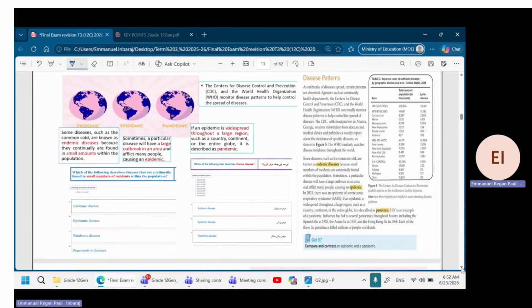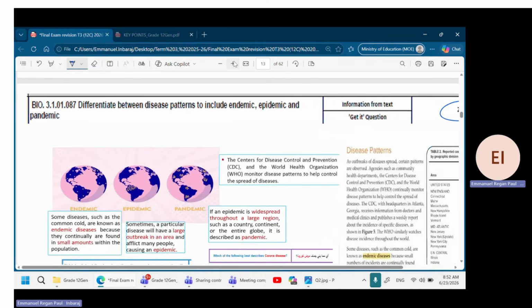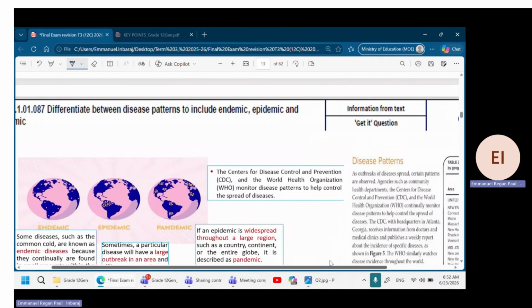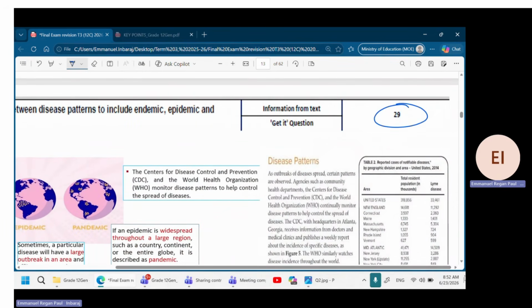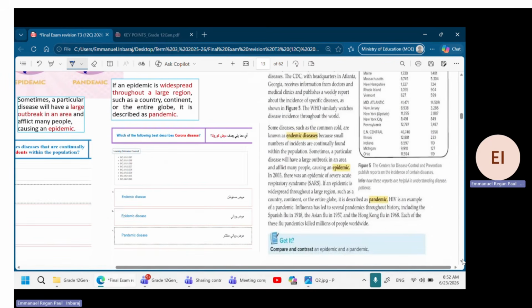Now let's move on to the next one. Next question. The next question is from page number 29. I want you to turn to page number 29 in your textbook. Here we go. I'm going to zoom this. So this is a very, very important question. It's an easy question. You should not make mistakes in these questions.